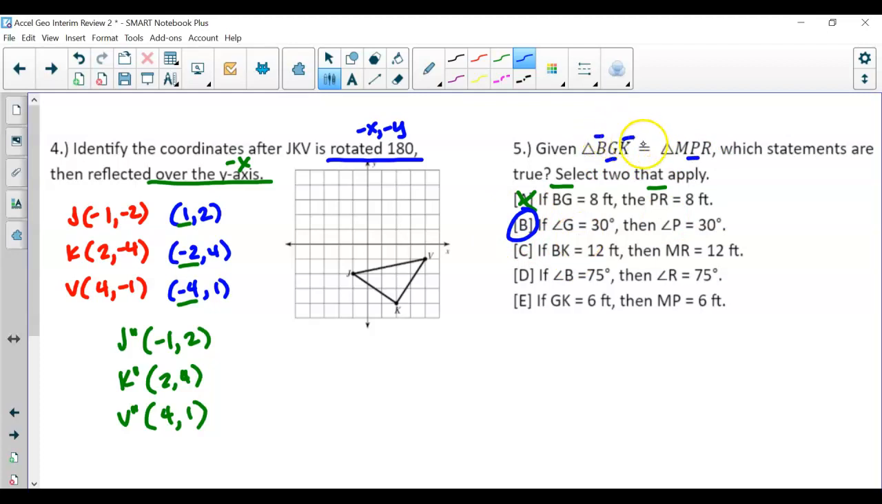BK and MR, yes. So let's now just check to make sure that the other two statements are false. Angle B and R are congruent. Angle B and R, no. GK and MP, no, because they are not corresponding. They're not in the same position. So that's why it's B and C.